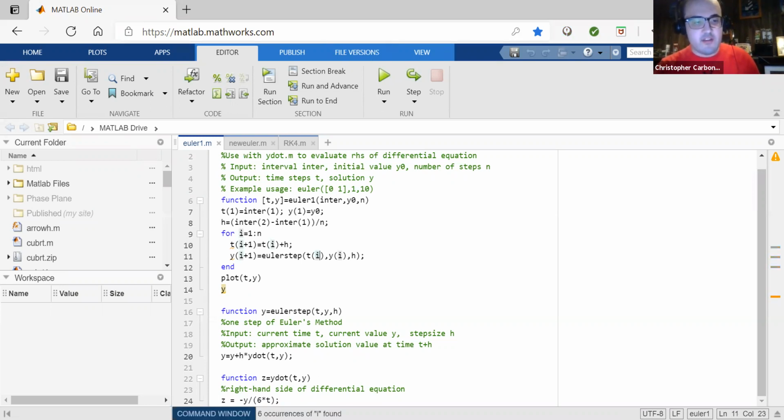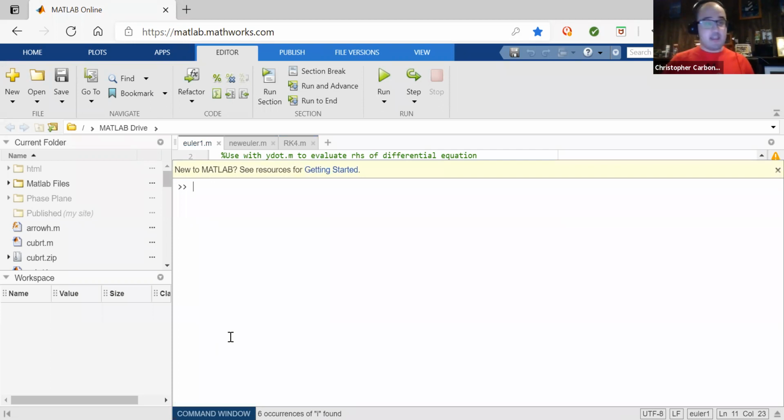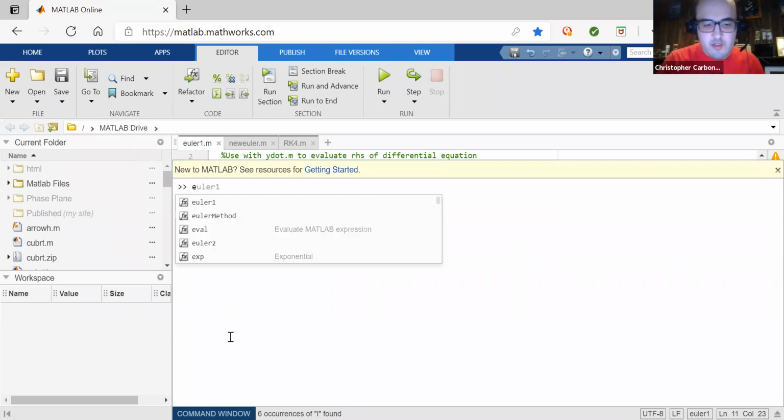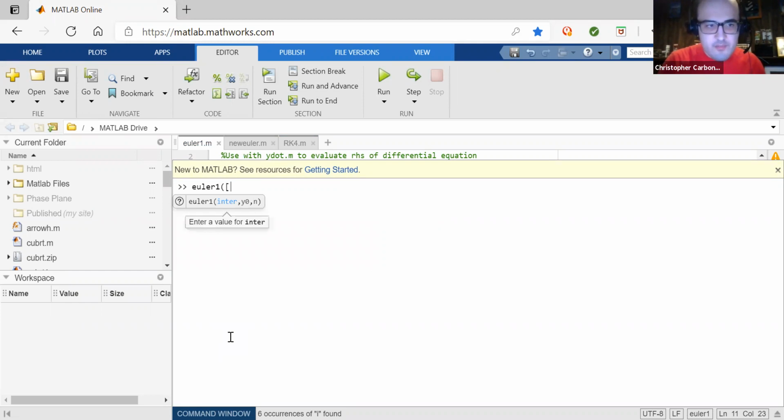All right. So the command that we write is exactly what I had on the page. This would be Euler 1. And then in parentheses, we have our interval. So that was -1 space 0.5. We're going to close the bracket. And that'll be 1 and 10 with those commas.